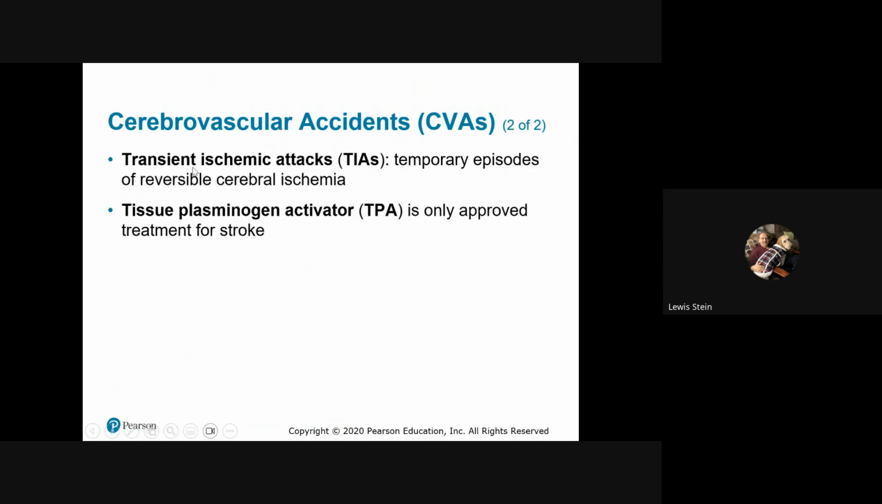These are not mini strokes. I yelled about it before. We'll talk about TPA, which can be used to treat strokes, but we talk about that in the blood unit. If you're not clear on it, just give me a holler. And a TIA, a transient ischemic attack or episode, they used to call mini strokes, but they're not. It's a warning sign. It's an alarm clock.